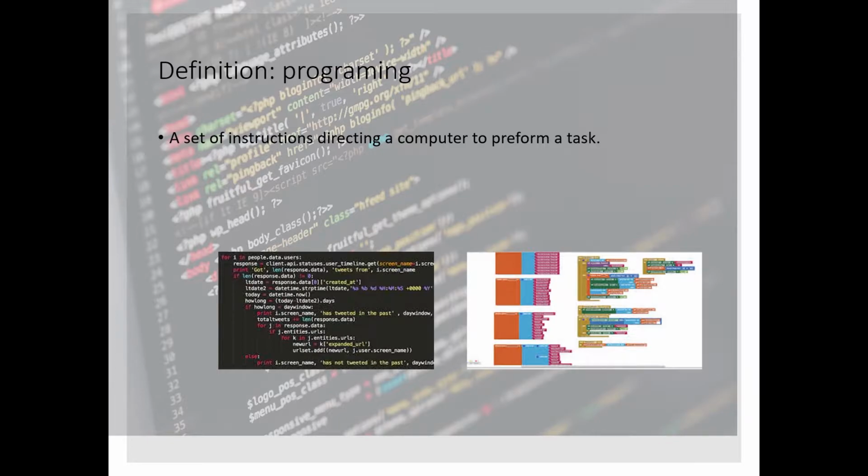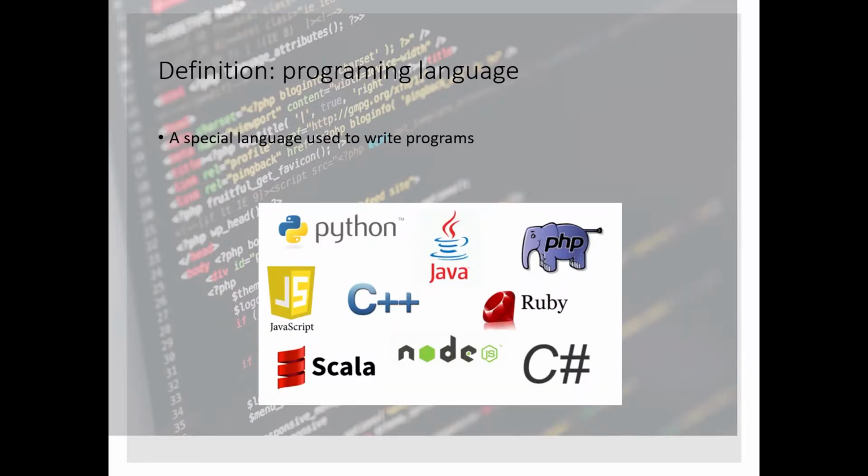The definition of programming. Programming is a set of instructions directing a computer to perform a task. The definition of a programming language. It is a special language used to write a program.